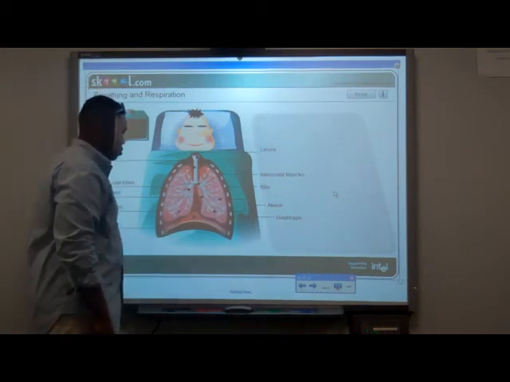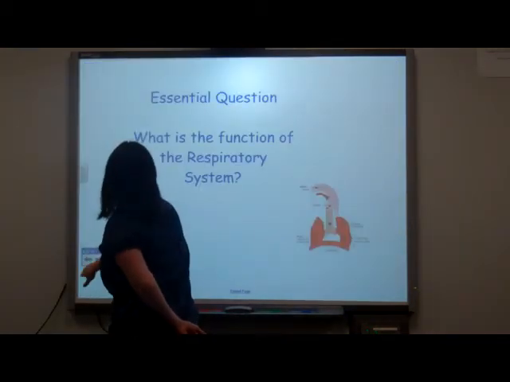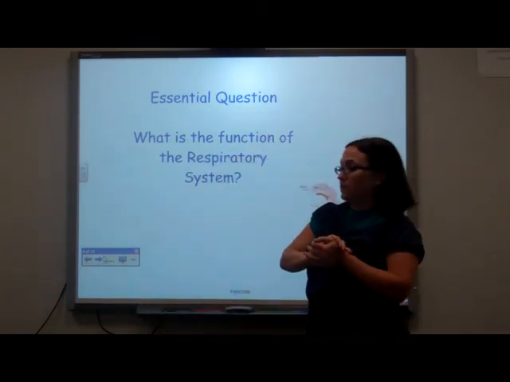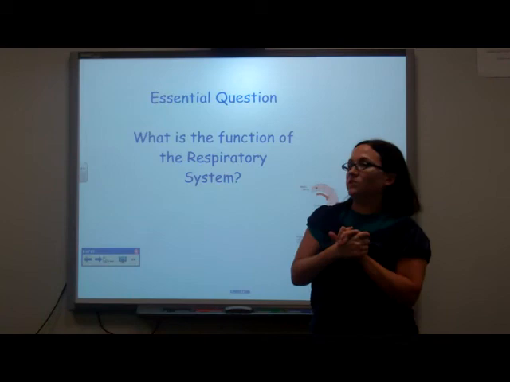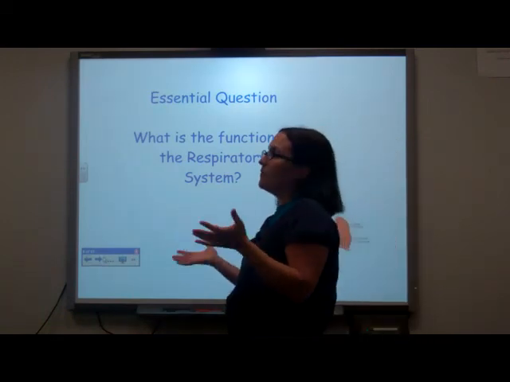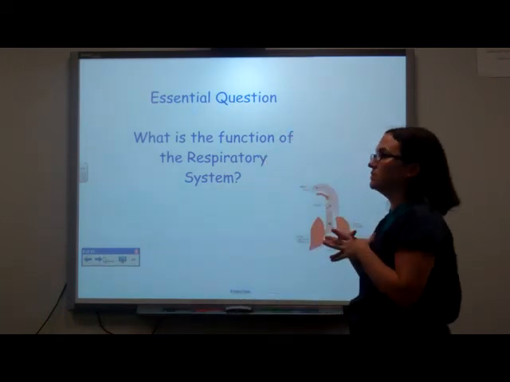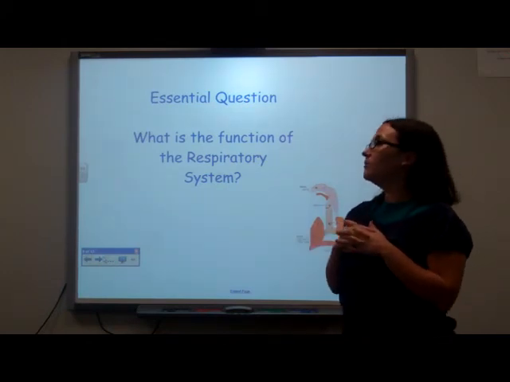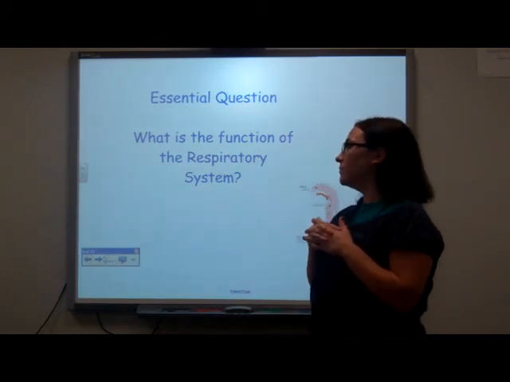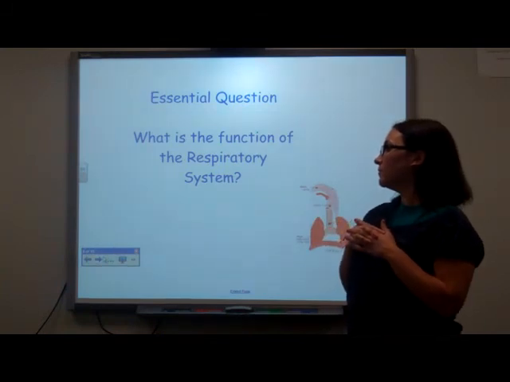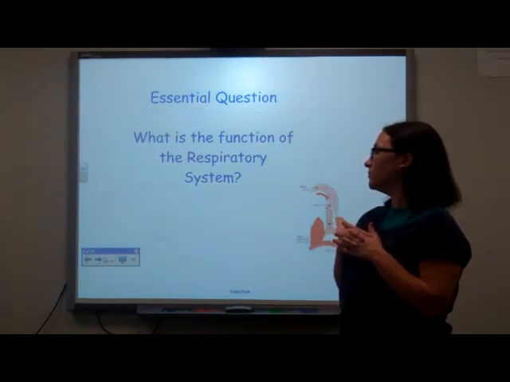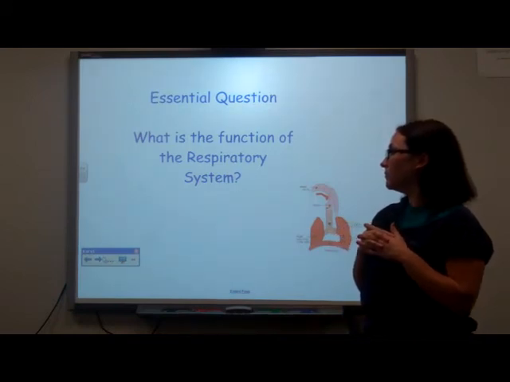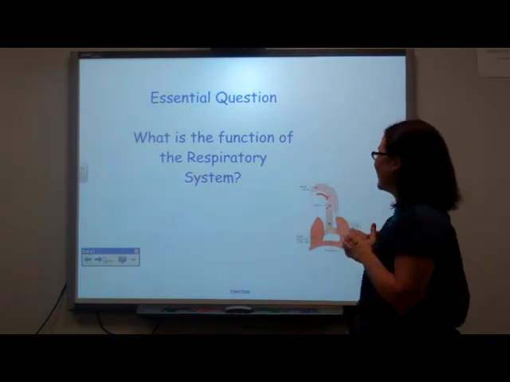Great job, Keelan. So, our central question is, what is the function of the respiratory system? Robert, can you help me out with that question? What's the function? Why do we have a respiratory system? What does it do for us? Helps us to breathe, so we can breathe in clean oxygen, and we also contribute to the plants by giving them carbon dioxide when we release it from our body, so they can perform photosynthesis.